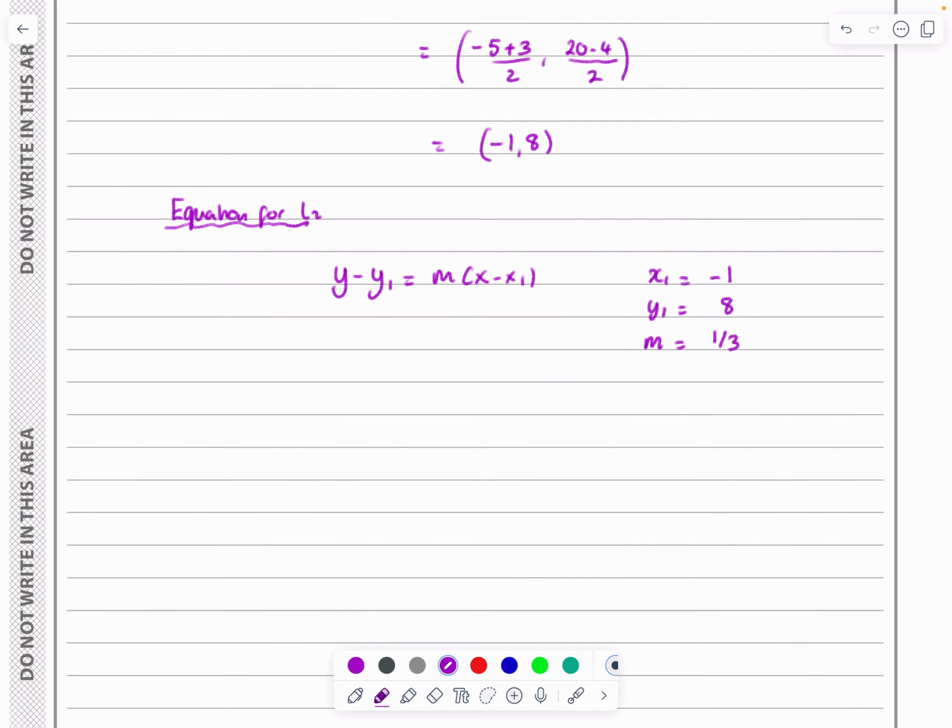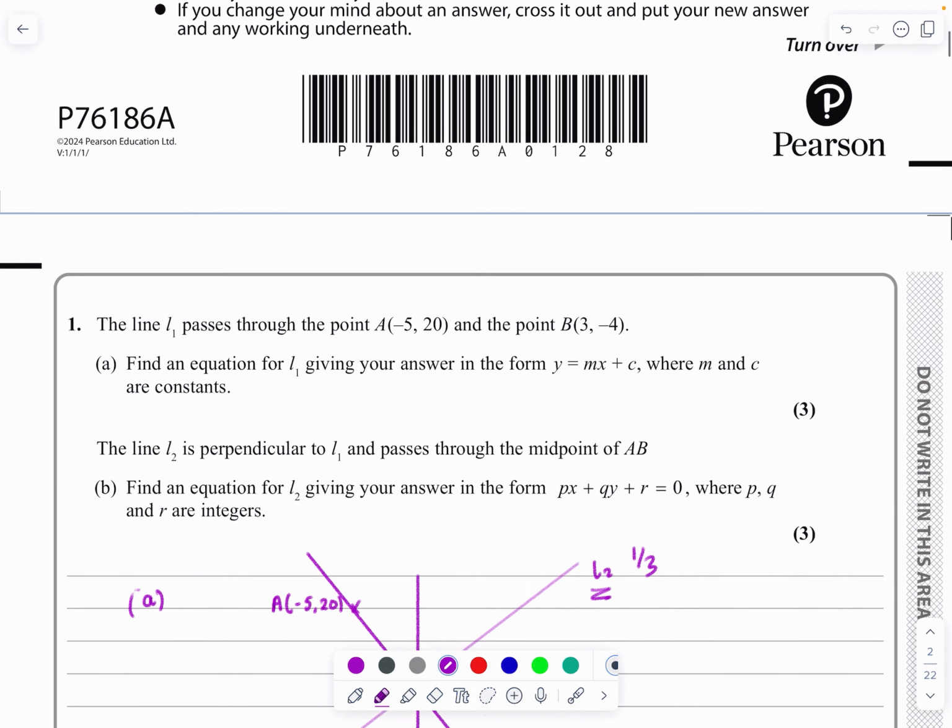So if we chuck everything into the equation here, we're going to get y minus 8 equals 1 over 3 of x minus minus 1, so x plus 1. Let's just go back really quickly and say that notice made sense for them, didn't it? If they were asking me if one is y equals mx plus c, to have the other one in that format. So here at this stage, easiest thing to do then is to multiply everything by 3. Get 3y minus 24 is equal to x plus 1.